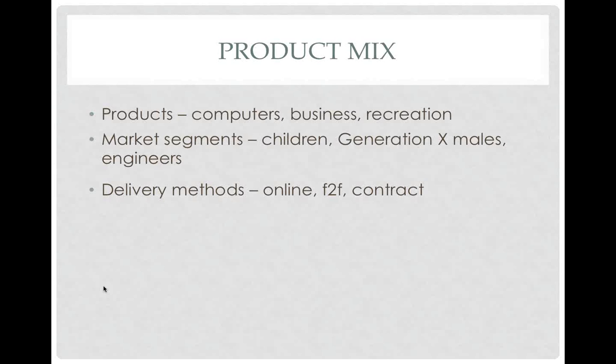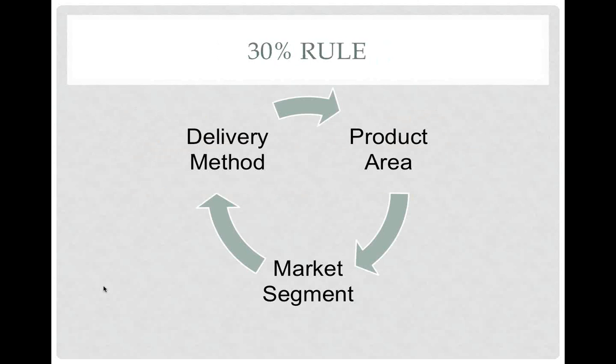As I said earlier, the norm is we think in terms of products, but we also need to think in terms of market segments and delivery methods. So when we talk about the right product mix, we may have the right product mix, but do we have the right market segment mix? Do we have the right delivery method mix? And to me, when you think about the mix, what's important is what I call a 30% rule.